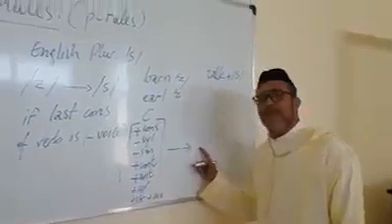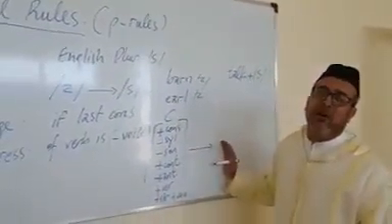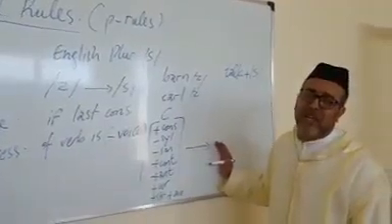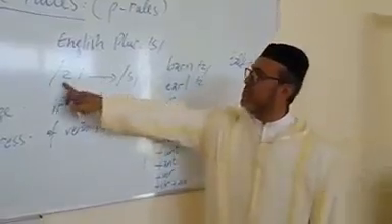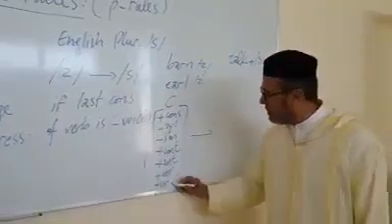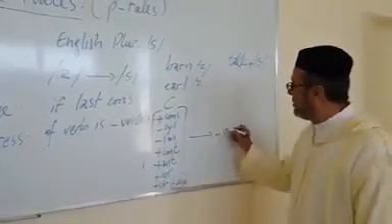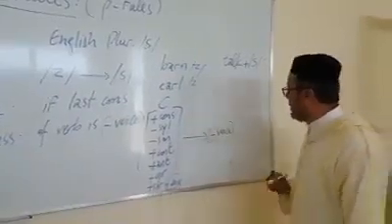Now, remember earlier on we said that on the right side of the arrow, we mention only the feature that has changed. Now, which feature has changed when you move from z to s? Yes, that's right. It's voice. So this becomes minus voice.